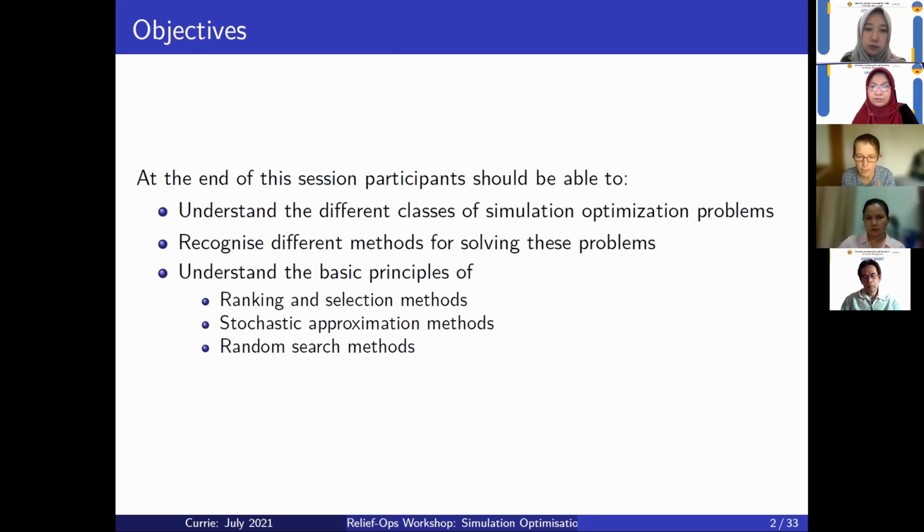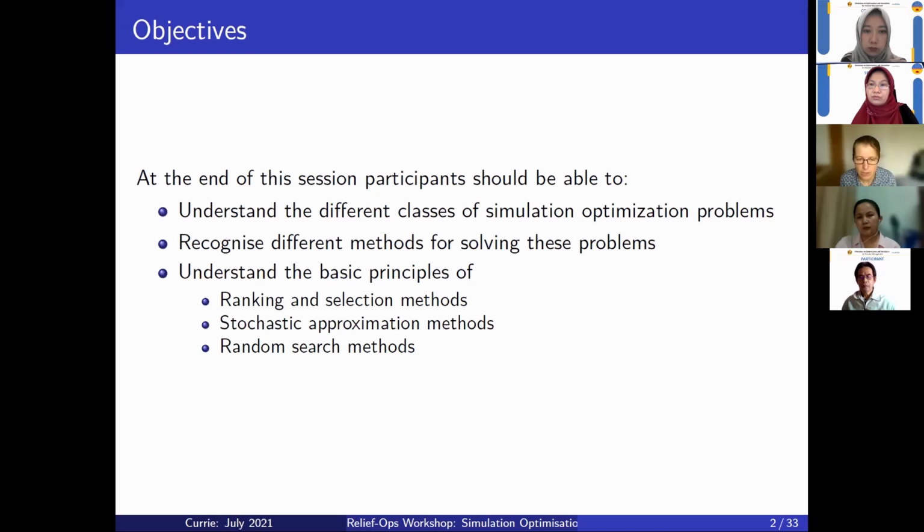stochastic root finding problems, where you have a continuous decision variable and you're trying to find the best one, but you can't get an exact response to what the output of the system that you're modeling is. You've always got noise or randomness added on to that.